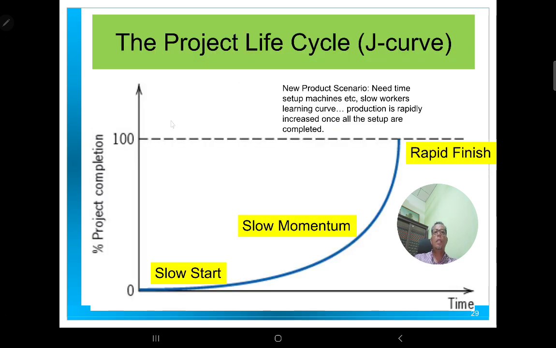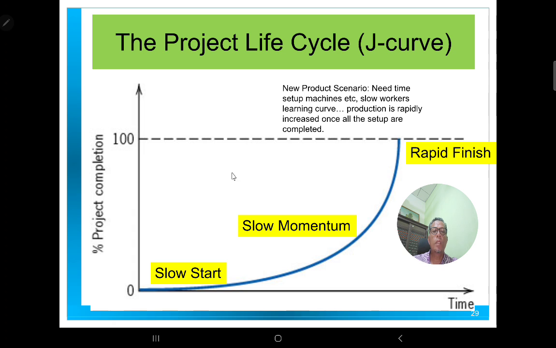There's another scenario, a J-curve project life cycle, where you can see the steep graph, quite an exponential type of graph, where you have a very slow start and a bit of momentum. At the end, you will see a rapid finish that can be achieved exponentially.